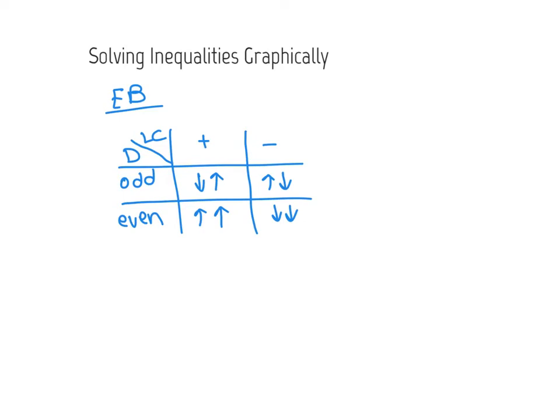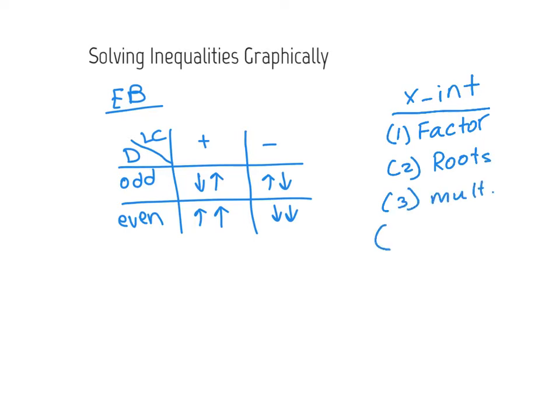The second thing we need every time we want to solve graphically is the x-intercepts. So definitely the first thing you need to do is to factor, find the roots, and find the multiplicity at that root.